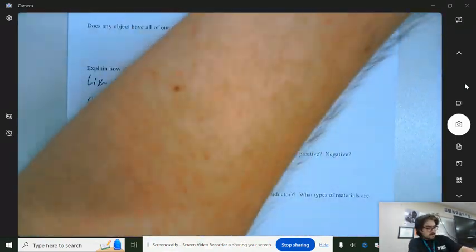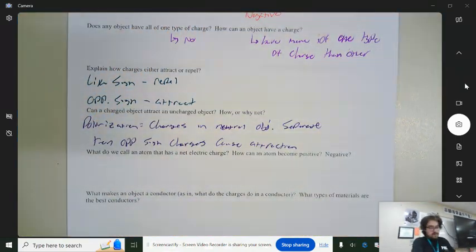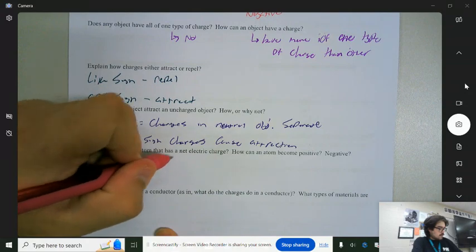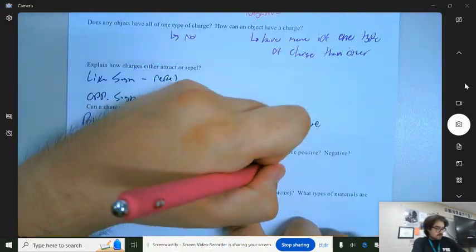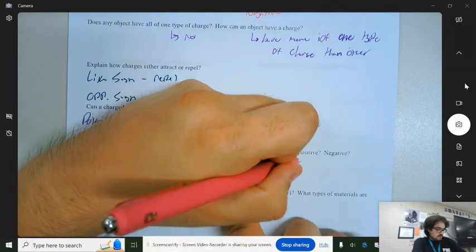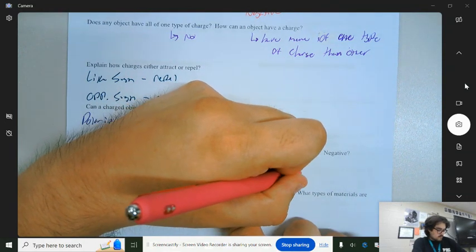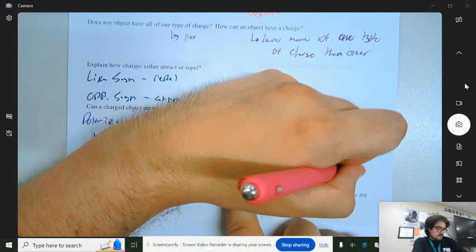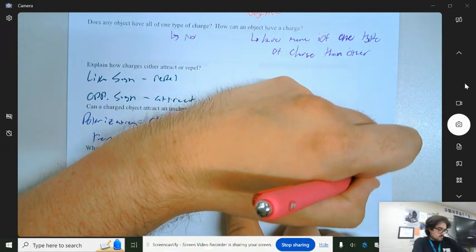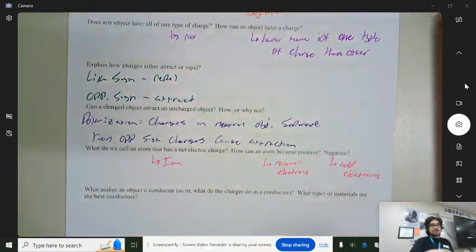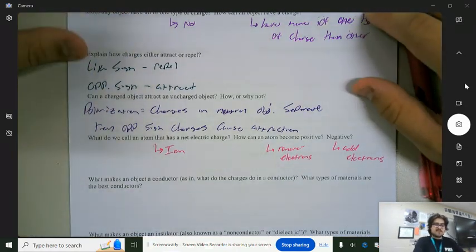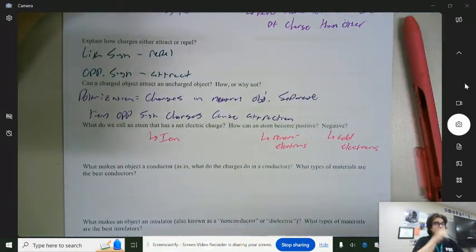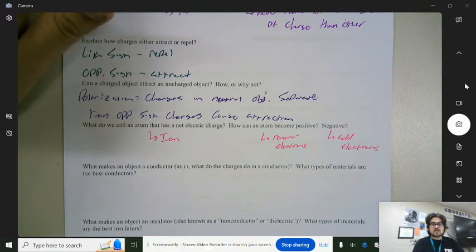What do you call an atom that has a net electric charge? You probably remember this from chemistry. You can call it an ion, okay? An atom becomes positive if you remove electrons, and it becomes negative if you add electrons. We don't ever mess with the protons or the neutrons. We only mess with the electrons. You probably remember that from chemistry, how if you have an ion, it just changes the number of electrons on the object, okay?